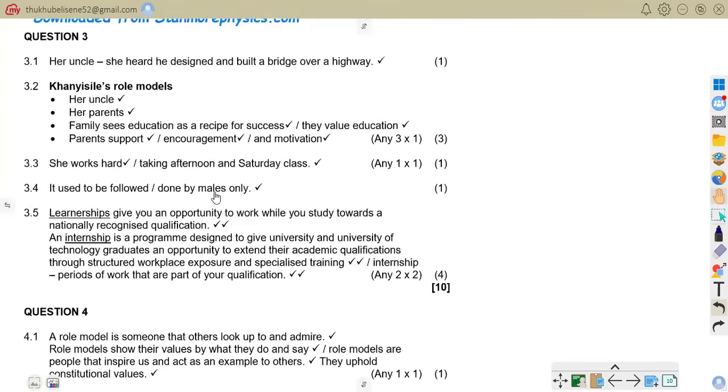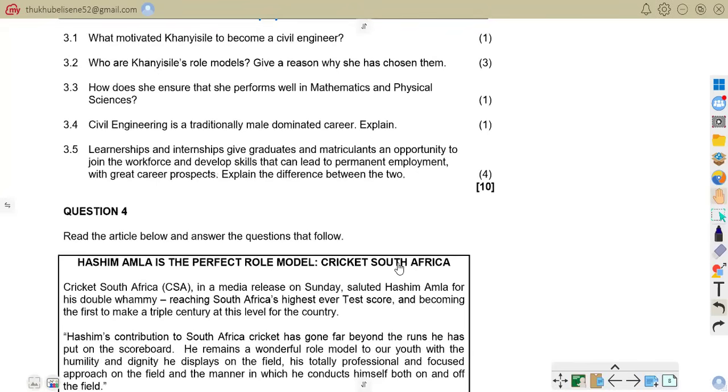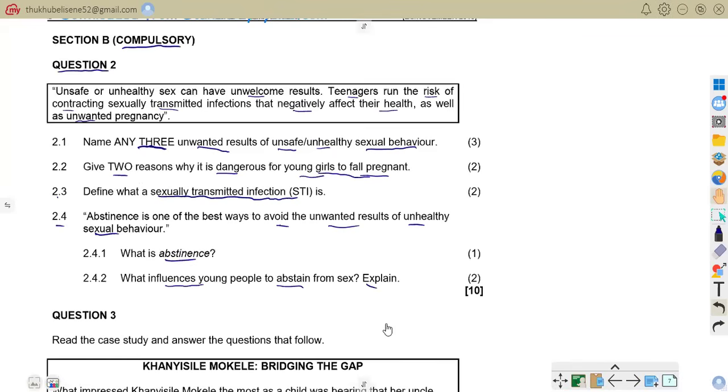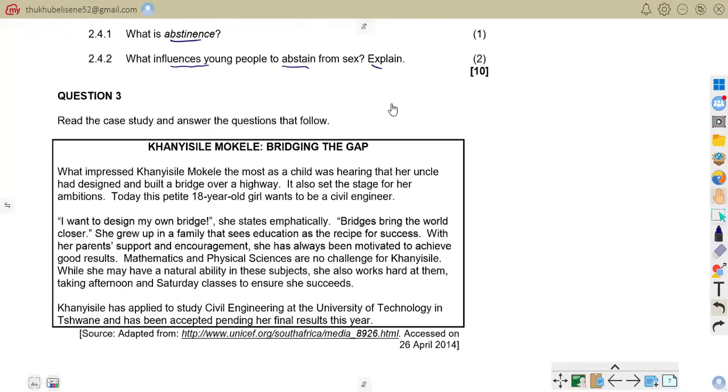Now we are to move on to question 3. For us to attempt question 3, we are to go through the case study. As it says, read the case study and answer the questions that follow. The case study is about Kanyisile Mugele. It is titled Bridging the Gap.